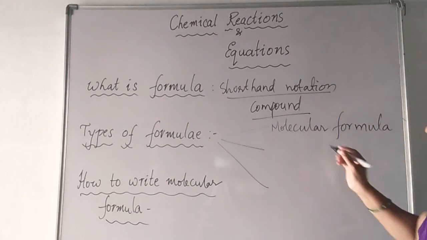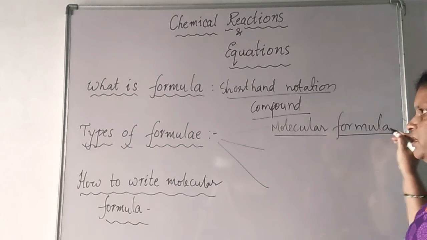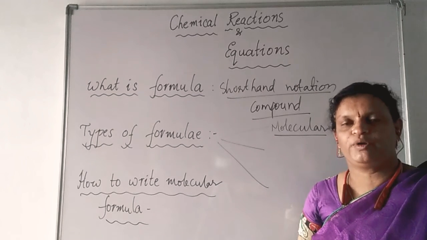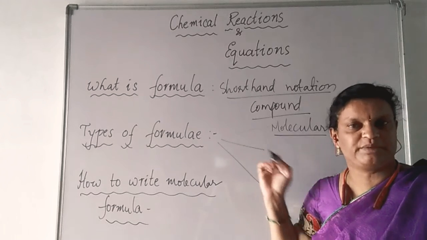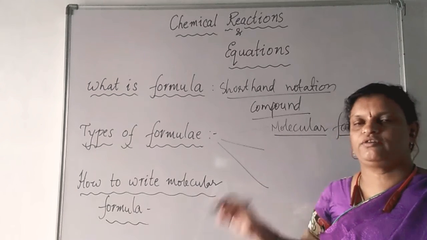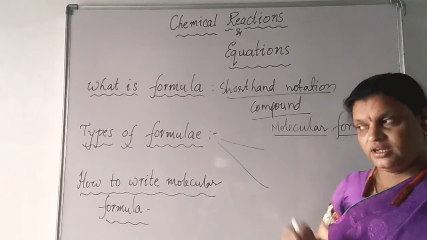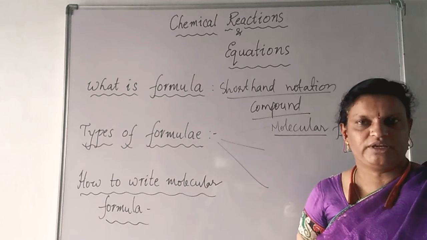Like that, in the molecular formula, if you know already that the compound is a covalent compound, directly we can write what elements are present in that. If it is an ionic compound, we write what ions are present in that. We'll see examples of how to write the formulas also.